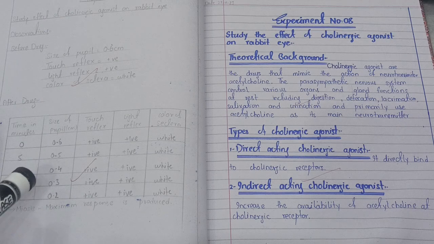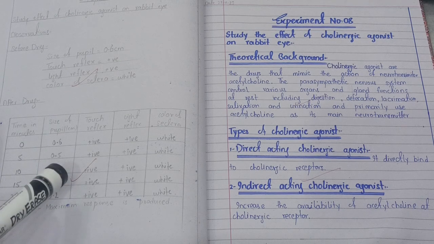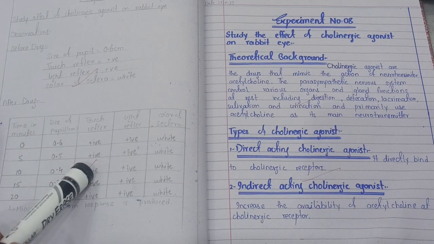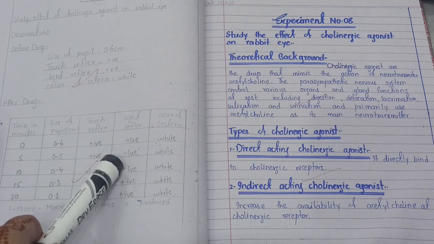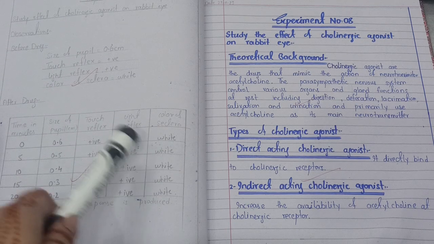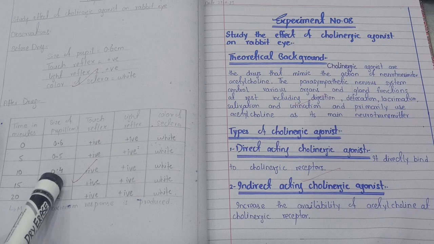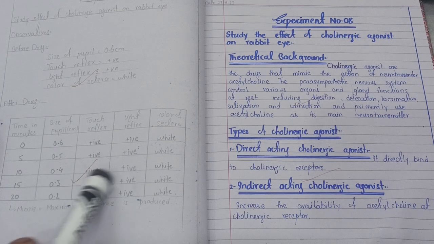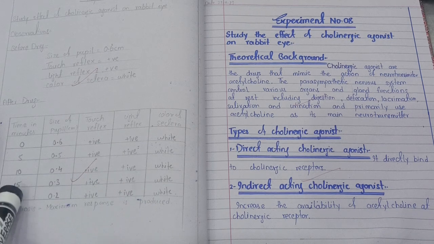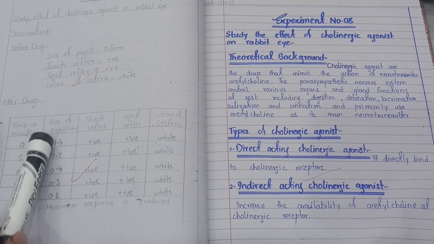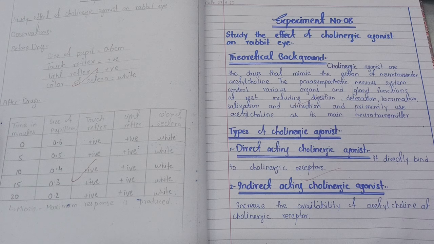After 5 minutes of the application of the drug, I will again measure the pupil size, and now the pupil size decreases to 0.5. But the touch reflex remains positive, the light reflex is again positive, and the color of the sclera remains white. Then after 10 minutes, I will again measure the pupil size, and now it came to 0.4, while all the other things remain the same. Again at 15 minutes, I measure the pupil size, it came out 0.3. So it means gradually the pupil size is decreasing.